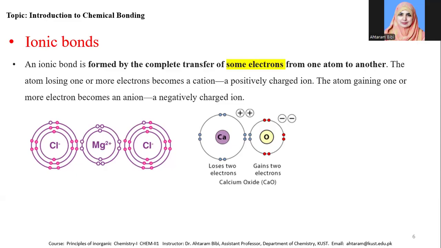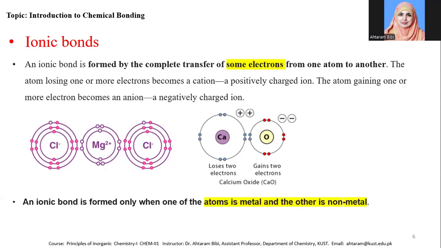So these types of molecules, which are formed by the transfer of electrons from one atom to another atom, are known as ionic bonds. An ionic bond is formed only when one of the atoms is a metal and the other is a non-metal. We can see over here that magnesium is a metal while chlorine is a non-metal. Similarly, in the calcium oxide molecule, calcium is a metal and oxygen is a non-metal. So generally the ionic bond is formed between a metal ion and a non-metal ion.